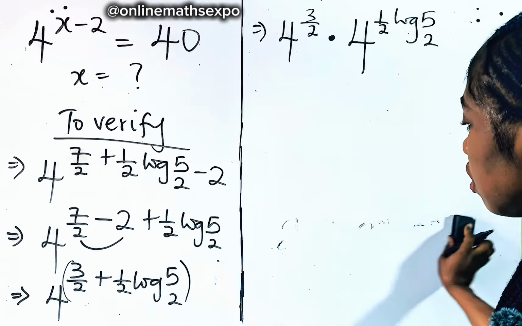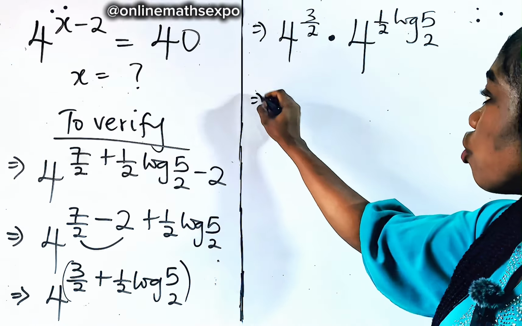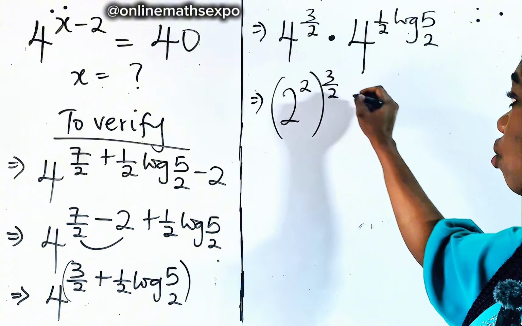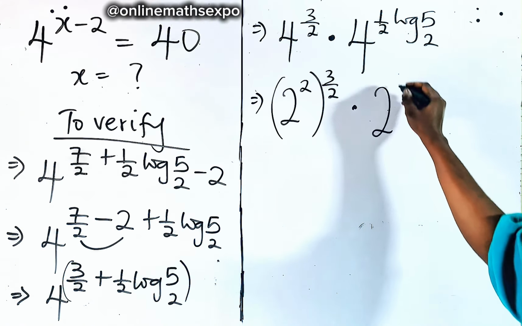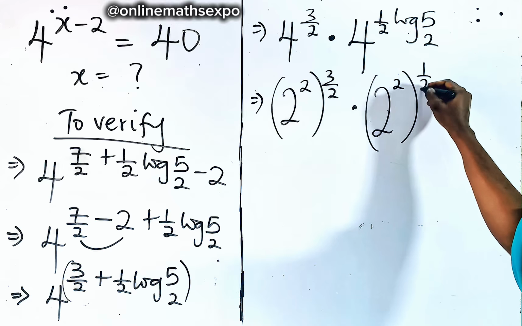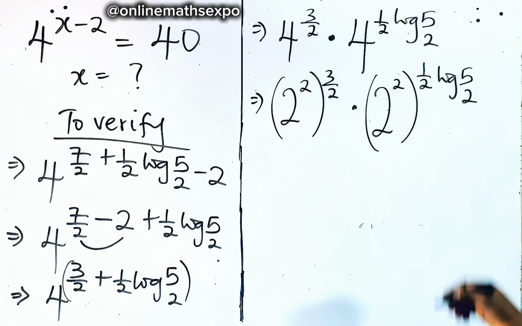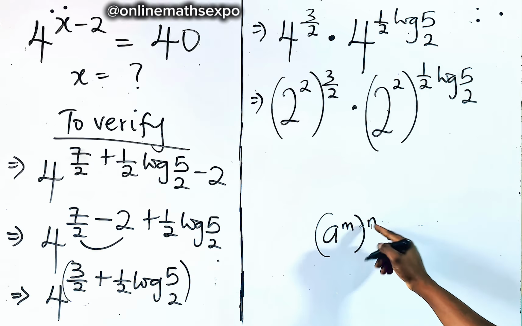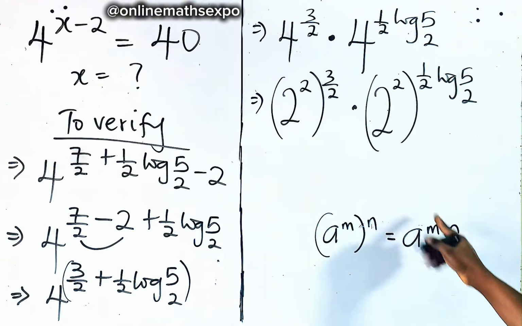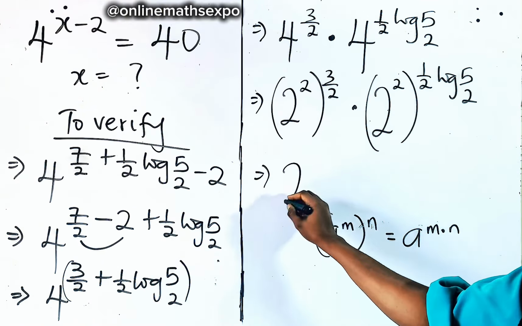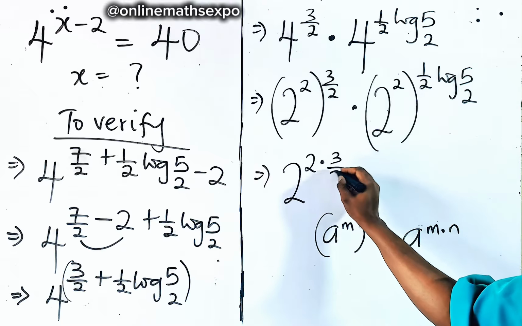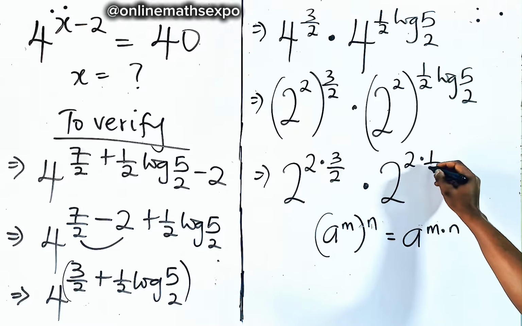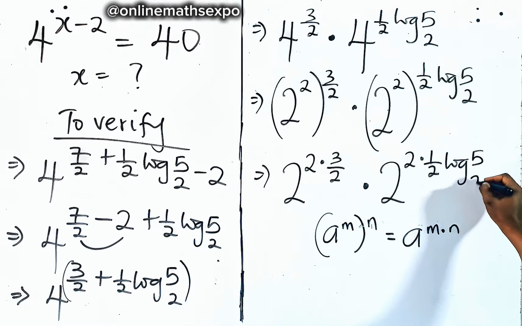So we keep simplifying this, and this is going to give us, remember 4 is 2 raised to power 2, and is raised to power of 3 on 2, multiply. The same thing here, 2 squared is raised to power of half log 5 base 2. Now remember quickly, for every a to the power of m raised to power n, the powers will always multiply. So if you apply it here, we are going to have 2 to the power of 2 multiplied by 3 on 2, then multiplied by 2 to the power of 2 multiplied by 1/2 log 5 base 2.